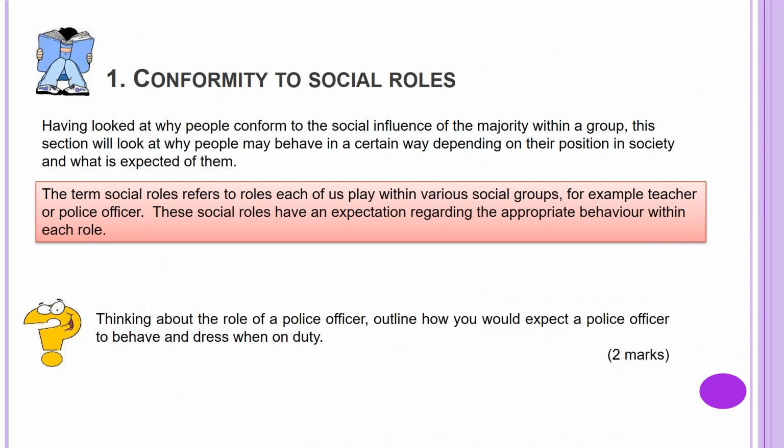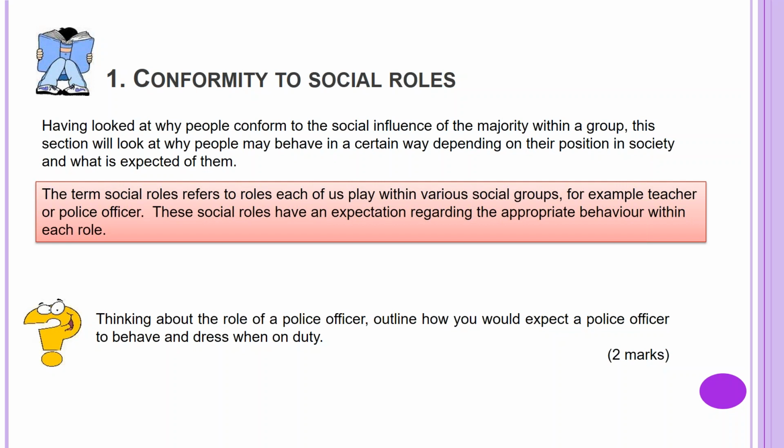Conformity to social roles. Having looked at why people conform to the social influence of the majority within a group, this section will look at why people may behave in certain ways depending on their position in society and what is expected of them. The term social roles refers to roles each of us play within various social groups, for example, teacher or police officer. These social roles have an expectation regarding the appropriate behaviour within each role.